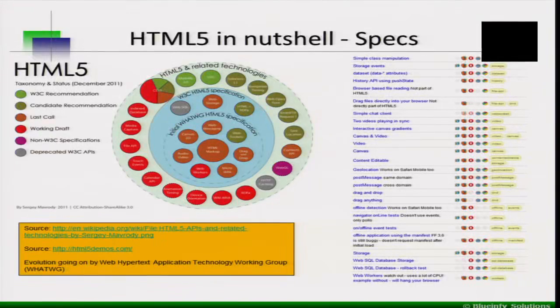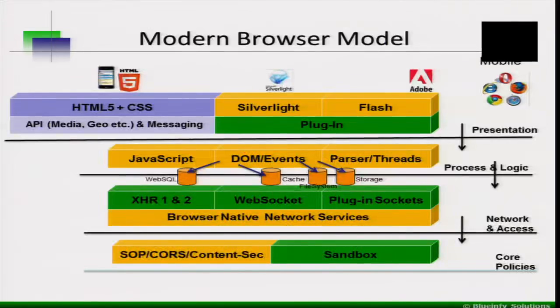If you closely look at this, if you take a modern browser architecture, it would look like this. Over here you have various different policies: sandbox, content security policy, CORS, SOP, and so on. So this is the core policy layer. On top of it you have network and access, where you have XHR level 1 and level 2 calls, then WebSockets, and then plugin sockets.